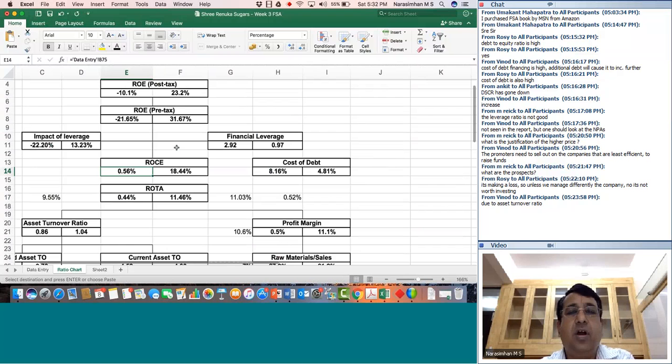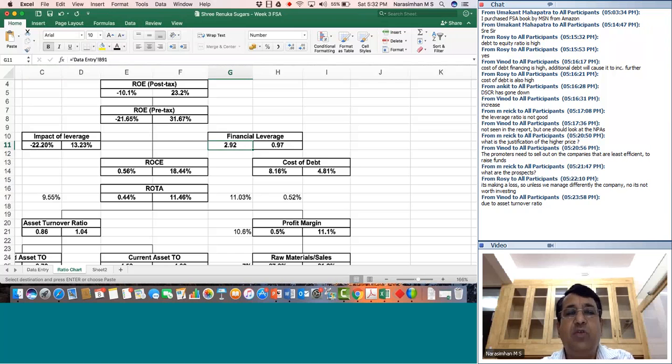The cost of debt is 8.16, whereas the ROCE is 0.56. We are borrowing at 8.16% and using this money to generate a return of 0.56. So there is a negative spread, and that is what is causing this impact. The leverage is 2.92, and the financial leverage is also very high. So one of you asked me, the risk part is not very clear. This is where the risk part is coming.